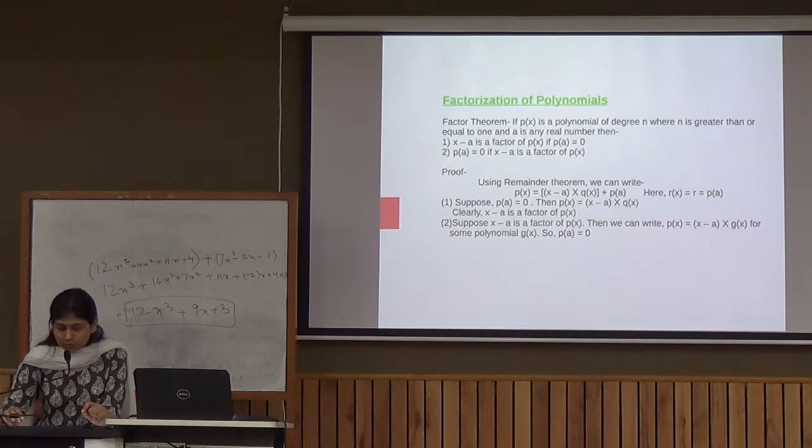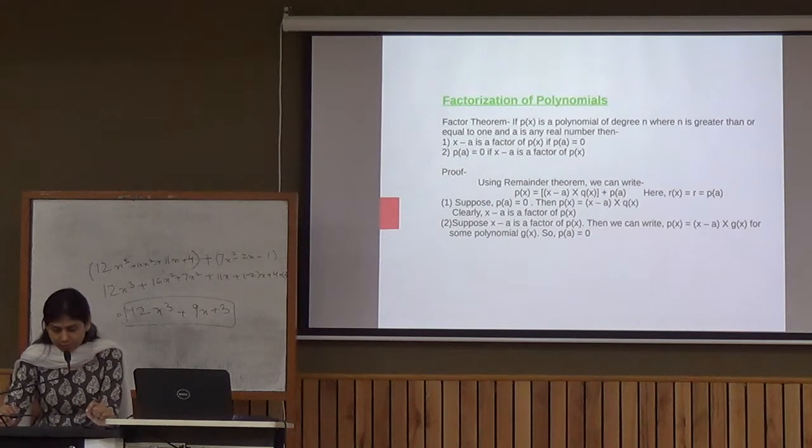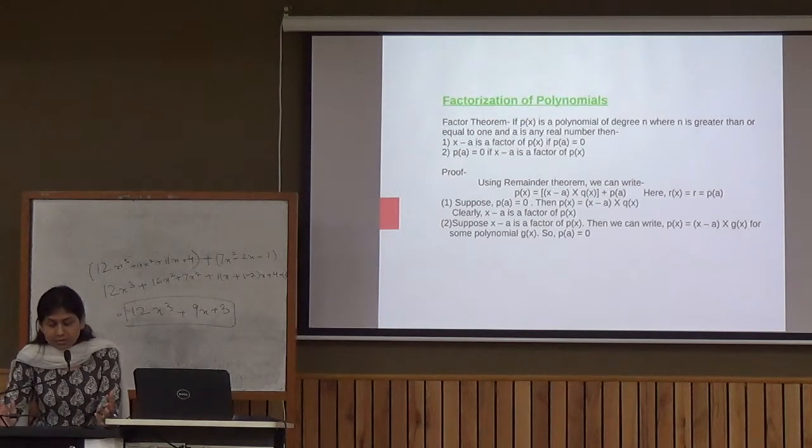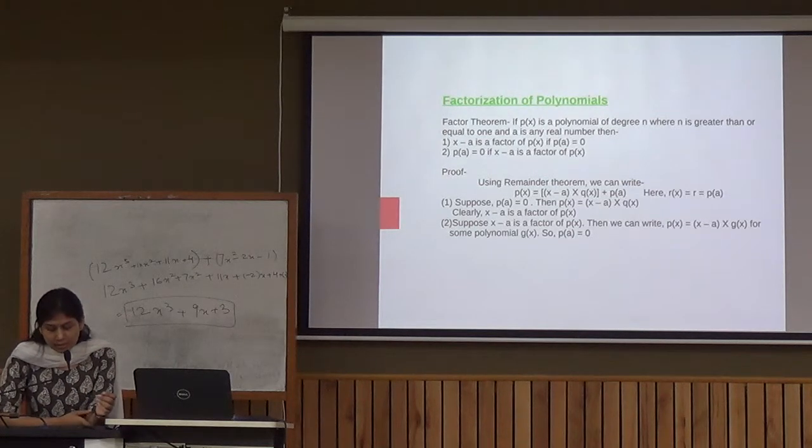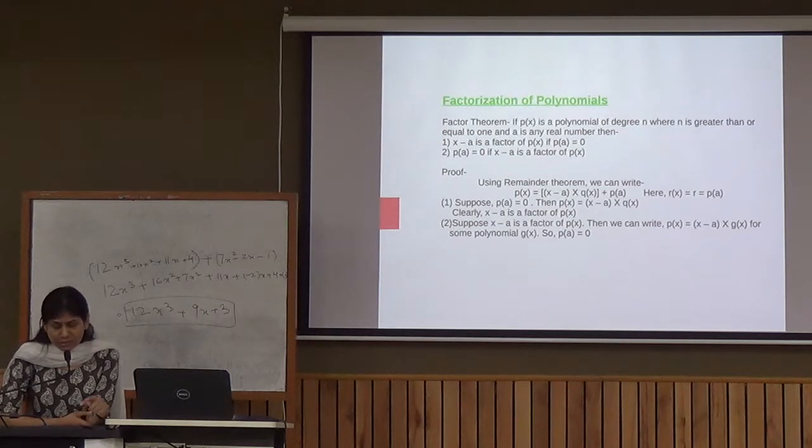Let us understand the proof of this theorem. Using the remainder theorem, we can write p(x) is equal to (x minus a) into q(x) plus p(a). Here, r(x) is equal to r is equal to the value of the polynomial at x equal to a. Now, let us first prove the first point. Suppose p(a) is equal to 0, then in the above expression we get p(x) is equal to (x minus a) into q(x) plus 0.